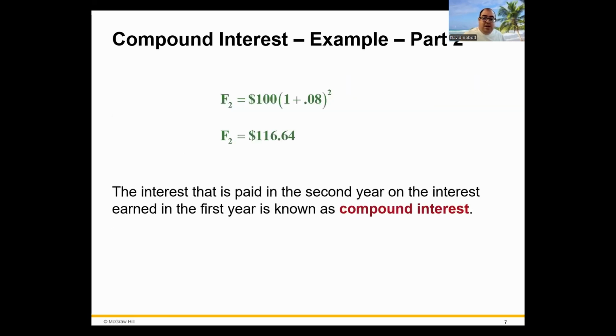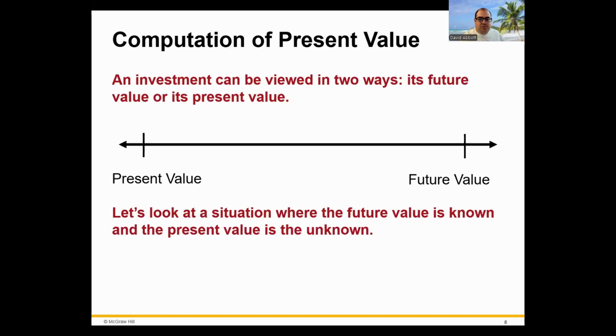So if we want to know what it would be in 2 periods, it would be 100 times 1 plus 0.08 to the second power. So it would be $116.64. The interest that is paid in the second year on the interest that was earned in the first year is compound interest. So interest on interest is compound interest.